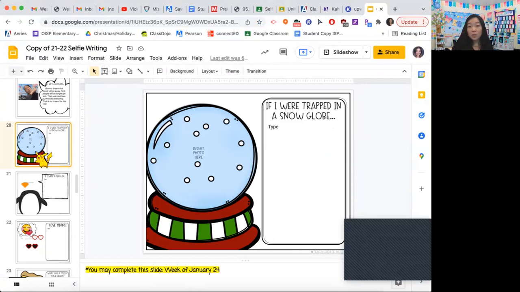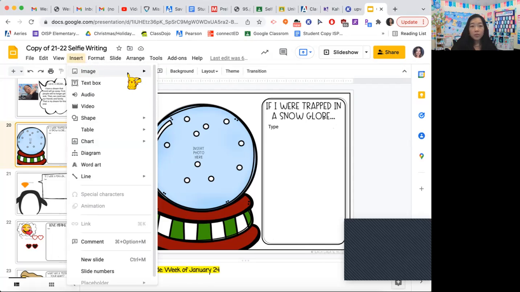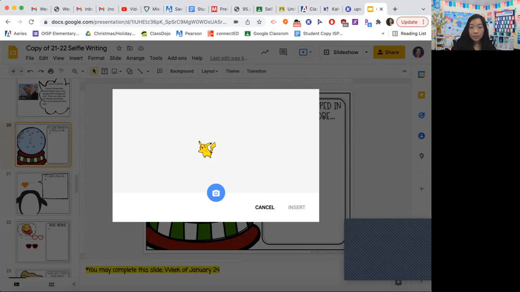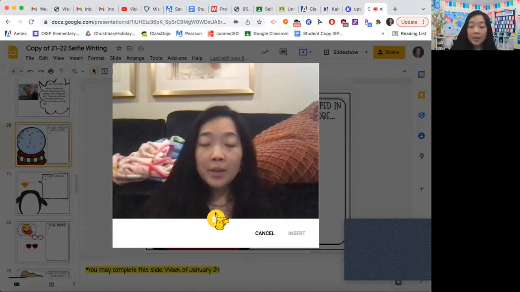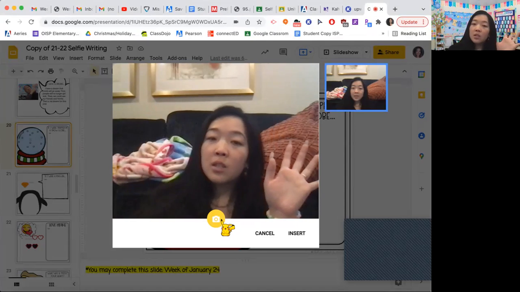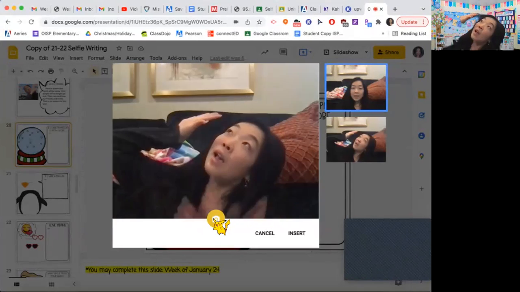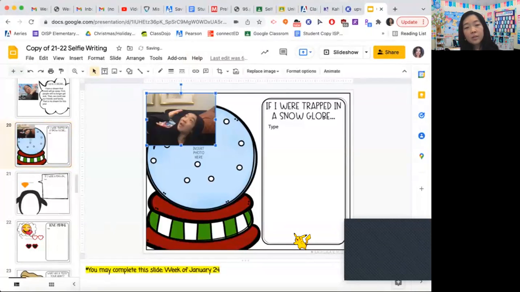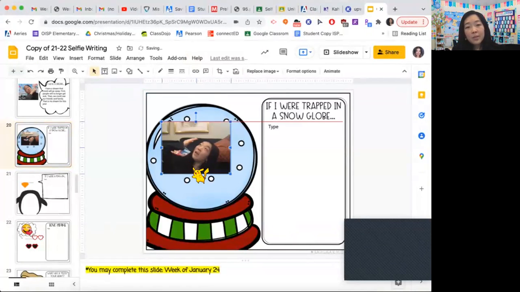which is this one with the snow globe. Now, this one is super fun. You're going to pretend like you're trapped in a snow globe. So what I'm going to do is I'm going to click Insert Image. I'm going to click Camera. And then I'm going to click this button and I'm going to pretend like I'm stuck in a snow globe. Ready? Okay, I'm going to click Insert. And then I'm going to add that picture.